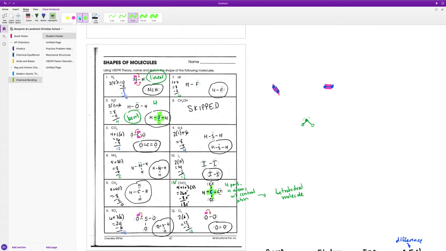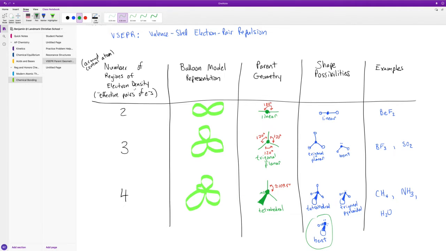Okay, carbon dioxide. Find your central atom. It's the carbon. And then count up the number of electron regions around the central atom. Double bonds count as effective pairs. So we have 2 effective pairs, 2 effective pairs of electrons around the central atom. Okay, and so those 2 double bonds repel each other to the max, and we'd get a linear shape.